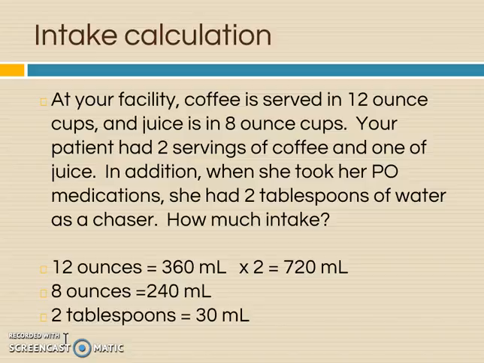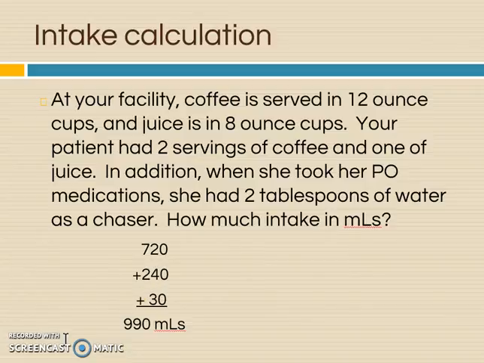So we have 12 ounces, that equals 360 milliliters because you multiply each ounce by 30. And then that's multiplied by 2, 720 milliliters. 8 ounces is 240 milliliters, as we already discovered, and 2 tablespoons are 30 milliliters. And so here we have it, 720 plus 240 plus 30, 990 milliliters. That would be the intake for these items.